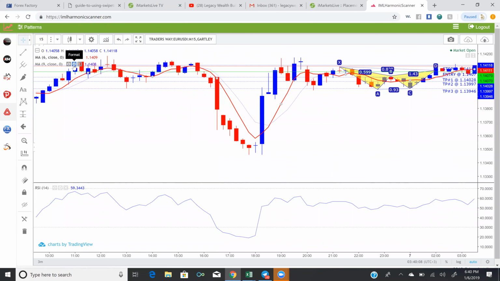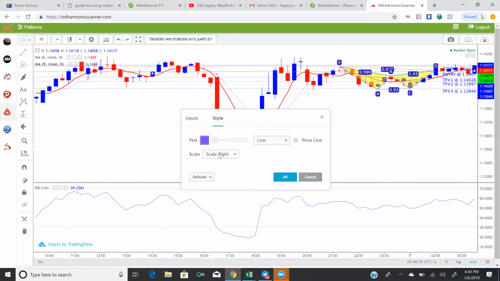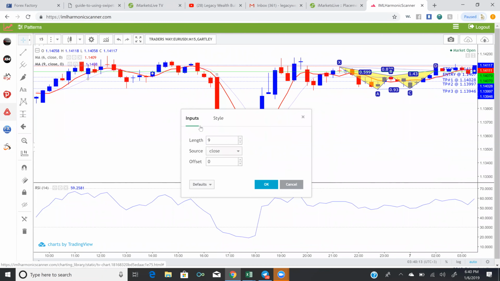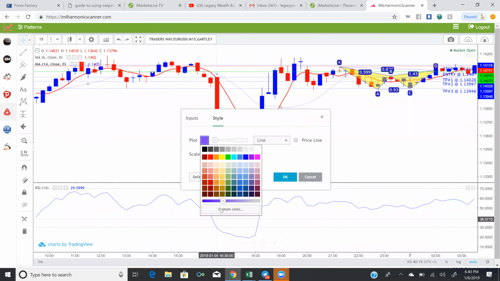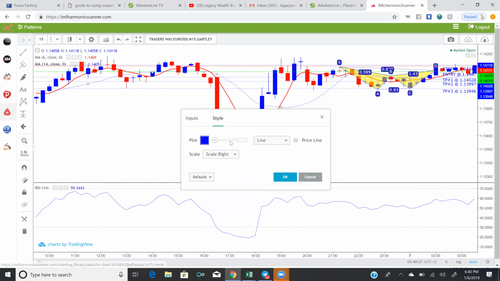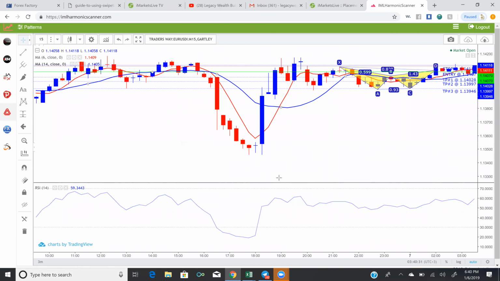Now I'm going to go right here to this moving average. I want to change that. See the wheel where it says format? Click on there. Click on inputs. Change it to 14. Style. Box. Deeper color. Blue. Thicker. Okay, and those are moving averages. Does everybody see that? You see the moving averages on the main window, right?